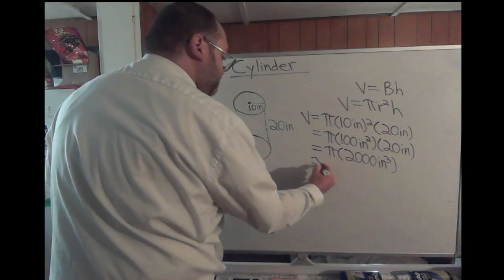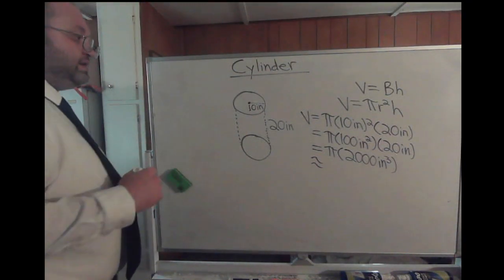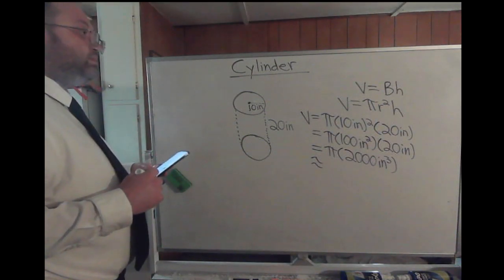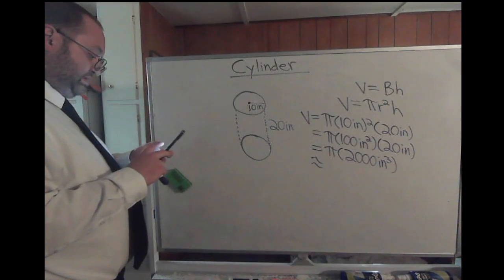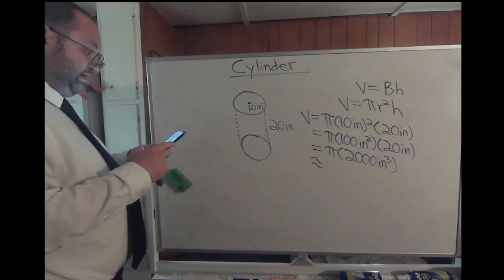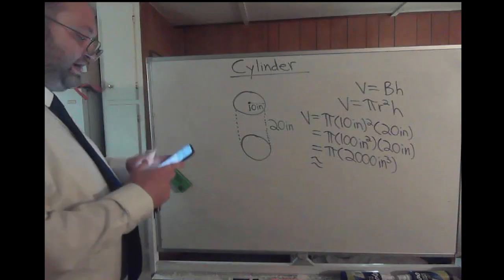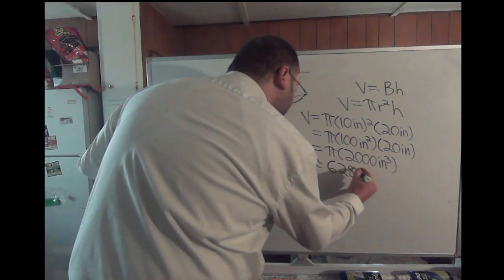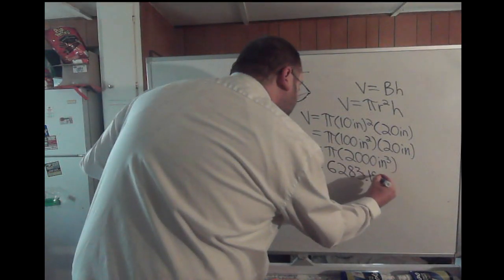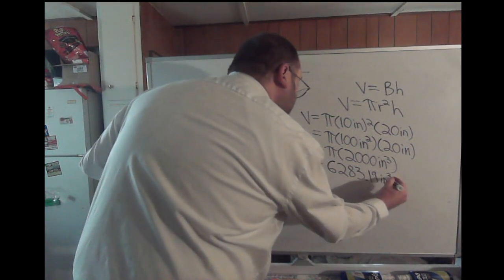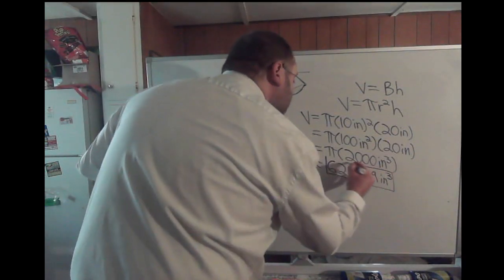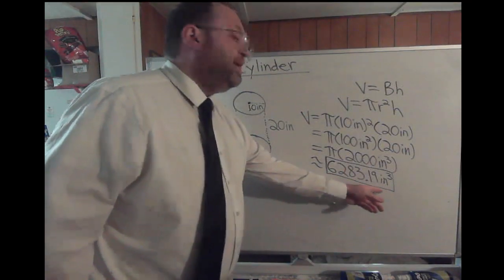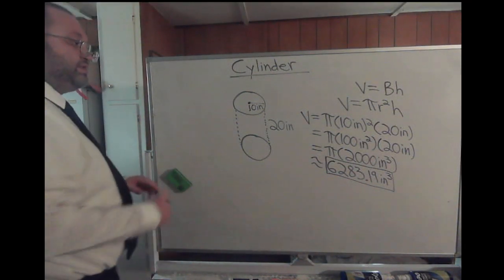Let's round the result to approximately 2 decimal places. Let's do pi times 2,000 and we'll have our answer. Alright, 6,283.19 cubic inches. So the volume of this cylinder is approximately 6,283.19 cubic inches once we've done all the math.